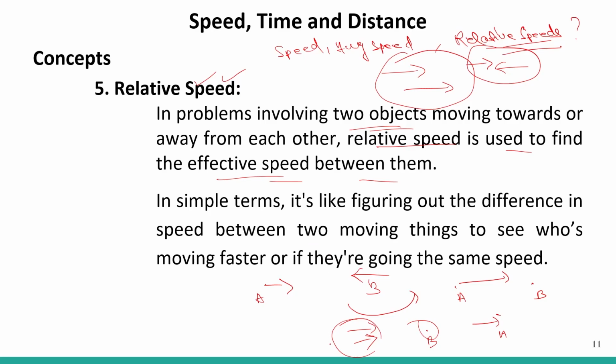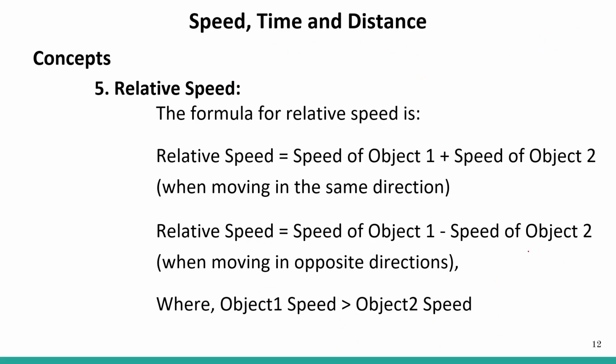This concept will help us deal with dynamical problems where multiple bodies are moving towards or with each other. We can convert it to a problem where everything is fixed but only one is moving. In that way we can make the problem much easier. In simple terms, it's like figuring out the difference in speed between two moving things, to see who is moving faster if they are going in the same direction.